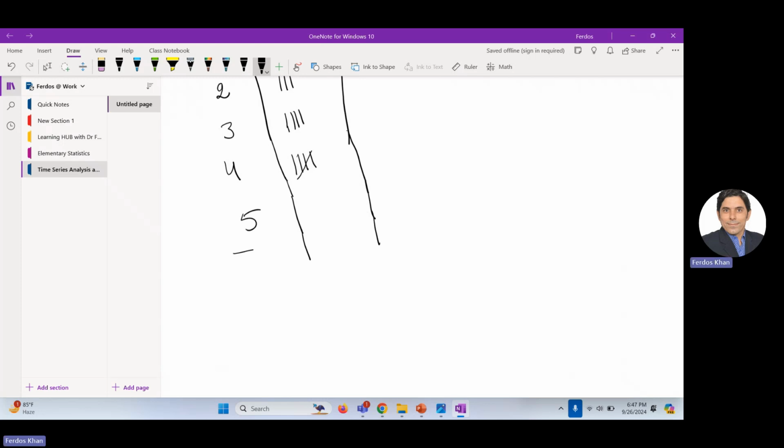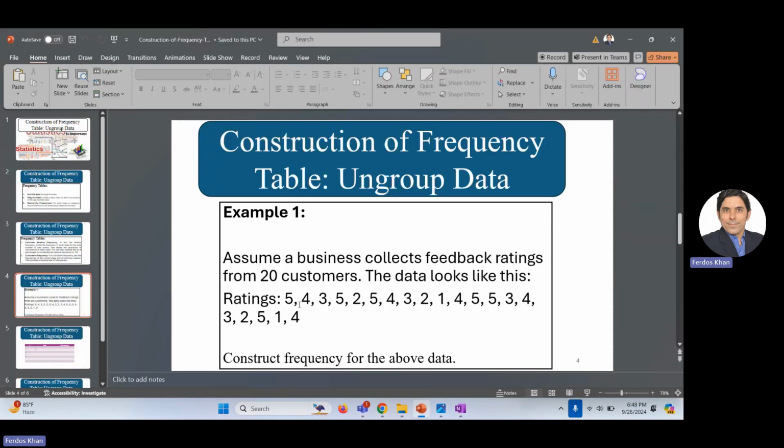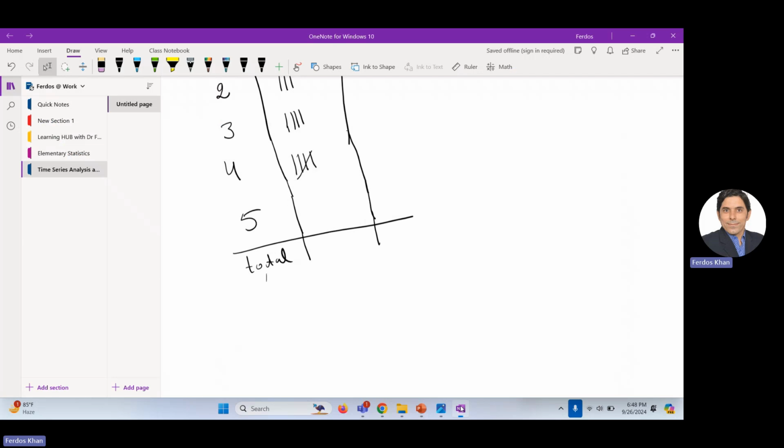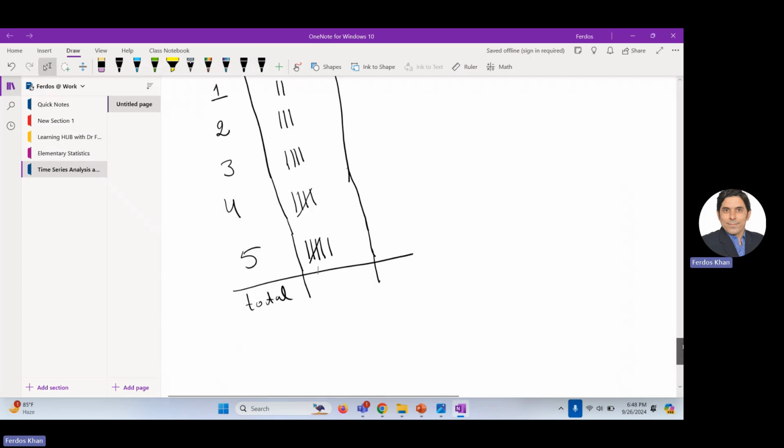You can do like this, and here you can write total. Just count the number 5 in the data set. You can see that 1, 2, 3, 4, 5, and 6 times. Remember, if you see 5 the first time, you draw this 1, and if you see 5 the second time, second, then the third time, the fourth time, the fifth, and then the sixth one. So this is all about the tally of the data.